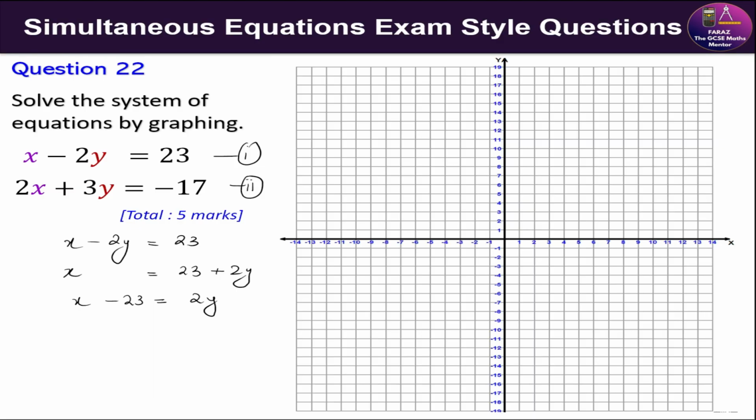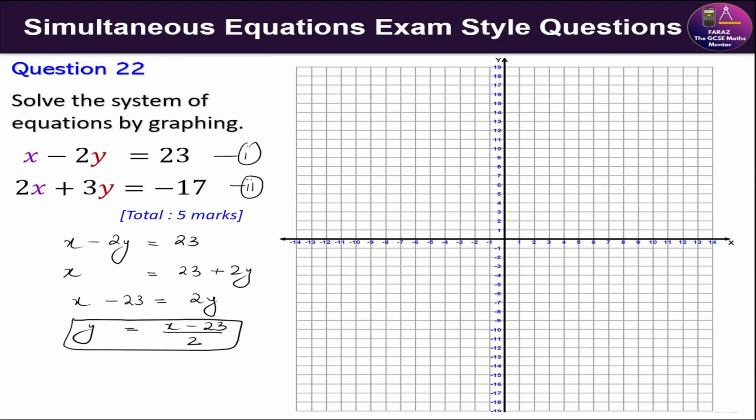Now to separate y, you have to divide by 2. So if you divide this by 2 and divide this by 2, what will you get? You will get y equals x minus 23 over 2. Now that is the subject of equation number 1. Here y is the subject of the equation, so from this equation we can plot the coordinates.